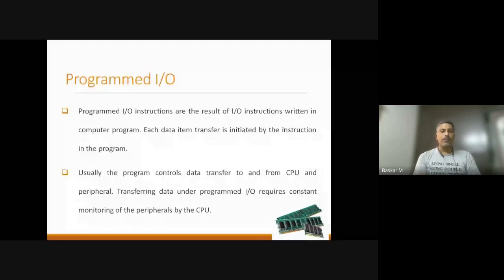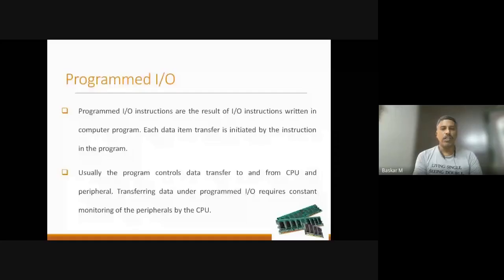Usually in program-controlled IO, the data transfer to or from the CPU and peripheral is controlled by the program. The transfer of data under program IO requires constant monitoring of the peripheral by the CPU. Whenever we go for program IO, we need to constantly monitor whether the user has given the input, and whether the corresponding output devices are ready. Even though we give that instruction as part of the program IO instruction, we need to keep on monitoring.